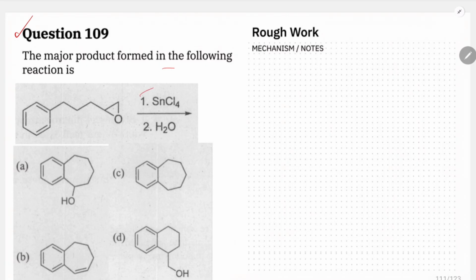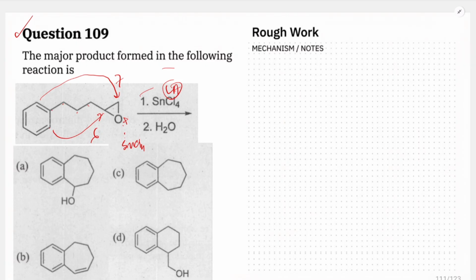Here SnCl4, then water. So let's see what will be the final product. First of all, this is a Lewis acid. It will attach to this, SnCl4, and it will activate this center. Now the benzene will do the NGP kind of reaction. This can attack this place, 1 2 3 4 5 6, and this can attack this place. This is the 7-member, this is the 6-member path.